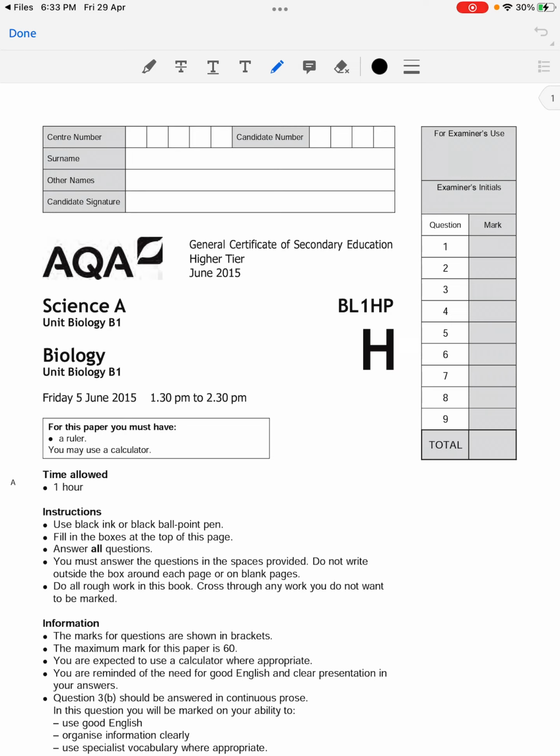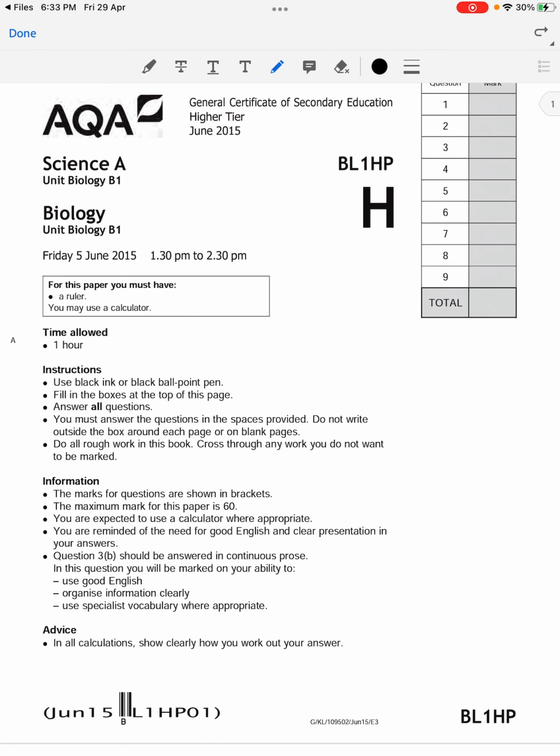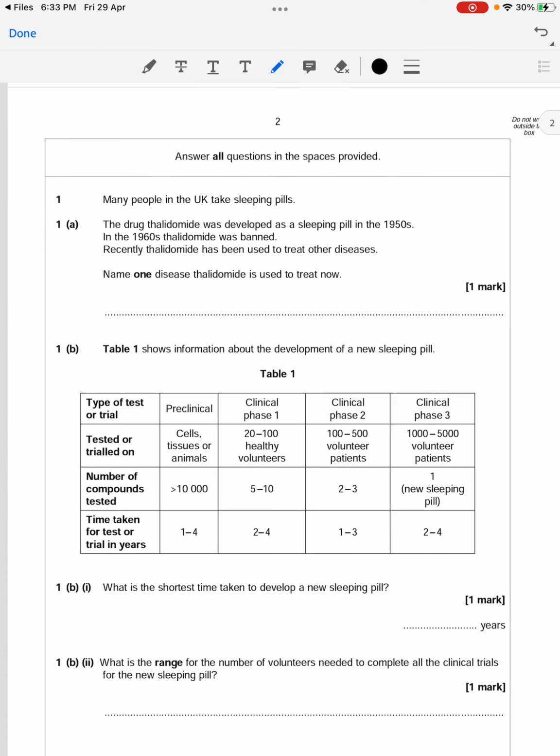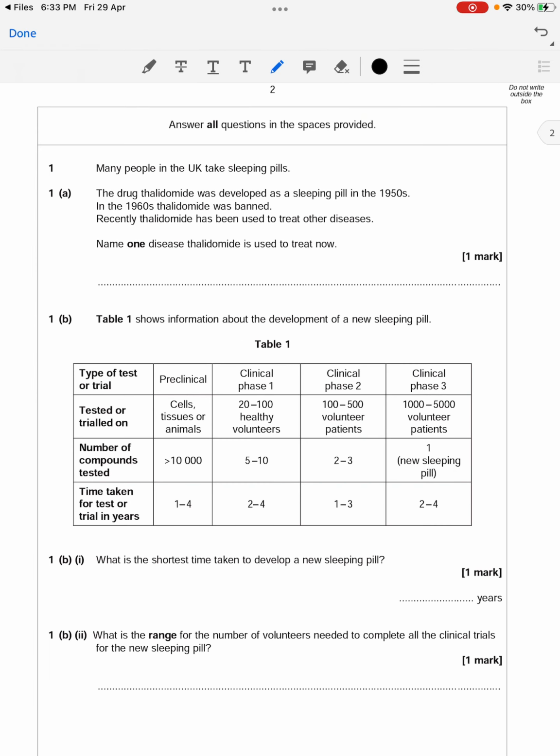We'll go with unit Biology B1, with the code BL1HP, starting with higher tier. What they are asking us to use is black ink. It's a black ballpoint pen, so you have to use black ink. The total marks for the paper is 60. Let's start with the first question.